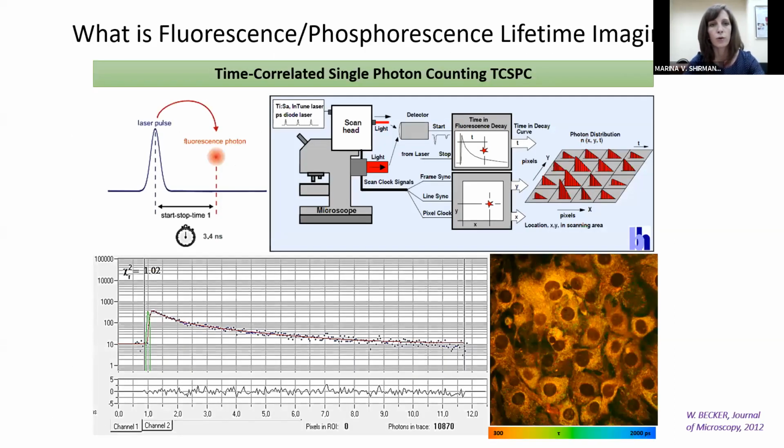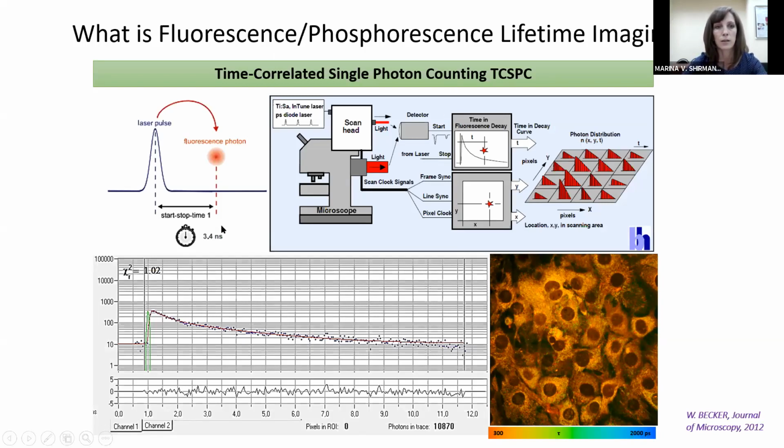This slide shows a basic principle of fluorescence and phosphorescence lifetime imaging. I would skip technical details because there will be another webinar about this quite soon. So just a few words. The time-resolved imaging that I'm talking about is based on time-correlated single photon counting.